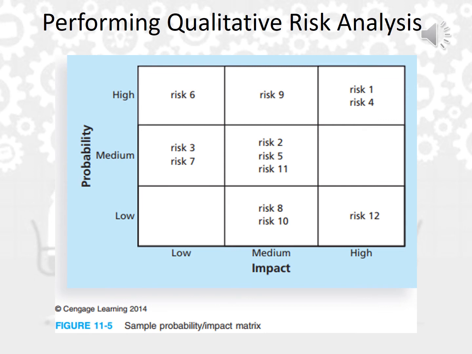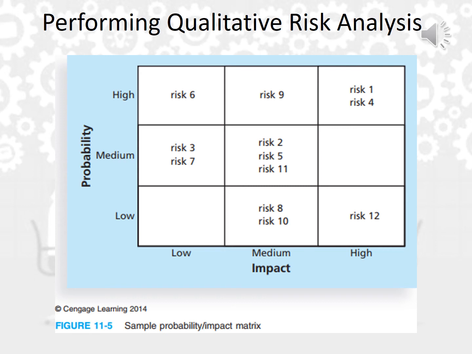As we said in the previous slide, the probability impact matrix can help us to perform qualitative risk analysis. As you can see here from the slide, it is a matrix or a table which has probability on the y-axis and impact on the x-axis. Also, we can classify these risks.